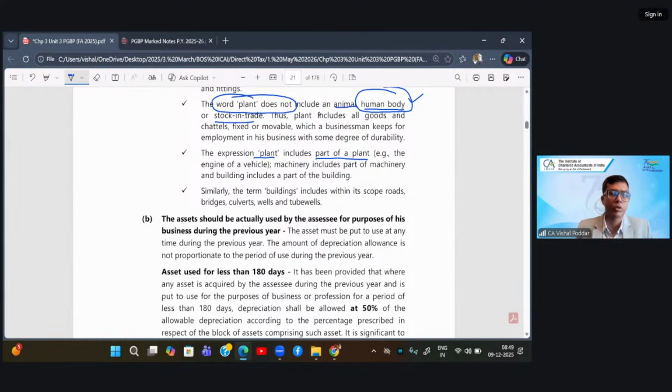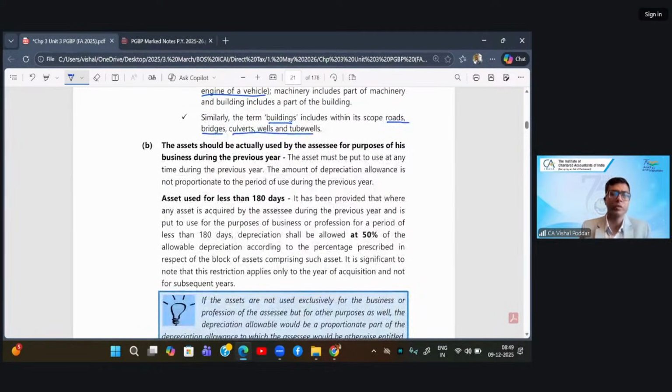The expression plant includes parts of plant. So if vehicle is included, then the parts of vehicles will also be included. Similarly, the term building, which is not plant, building is a separate asset, will include roads, bridges, wells, tube wells. So whatever is constructed within the periphery of the building will be considered as building. Then your asset should be used for the purpose of business. Again, we will have that section 38 point that if the asset is partly used for business, then part depreciation can be claimed, part cannot be claimed.